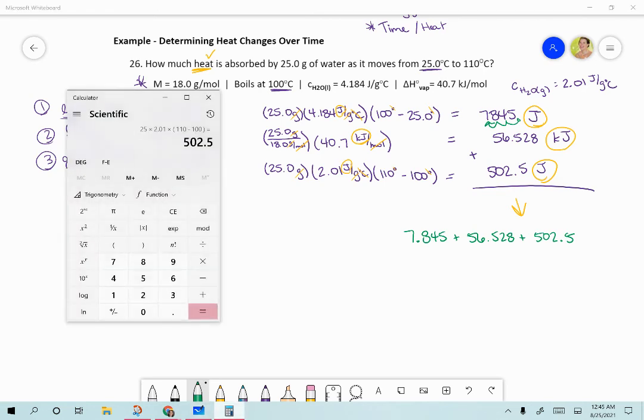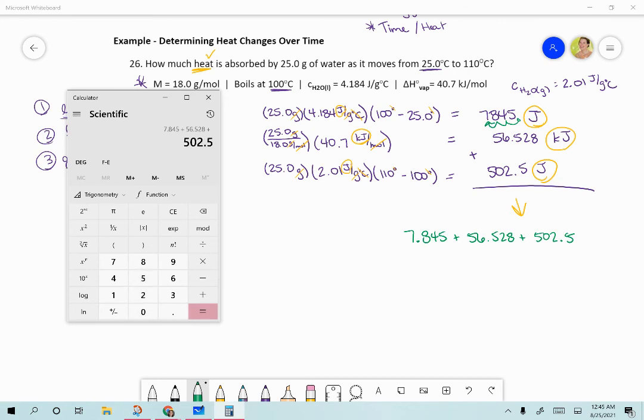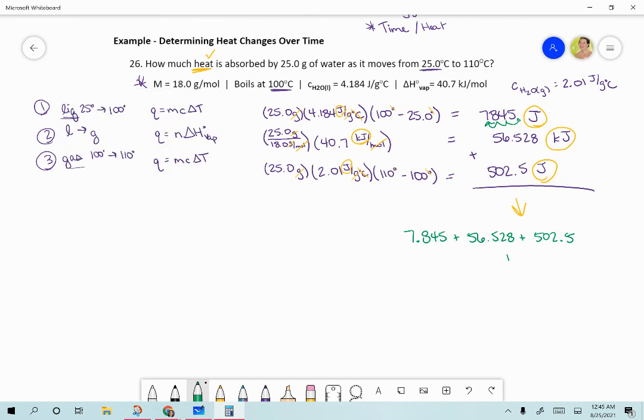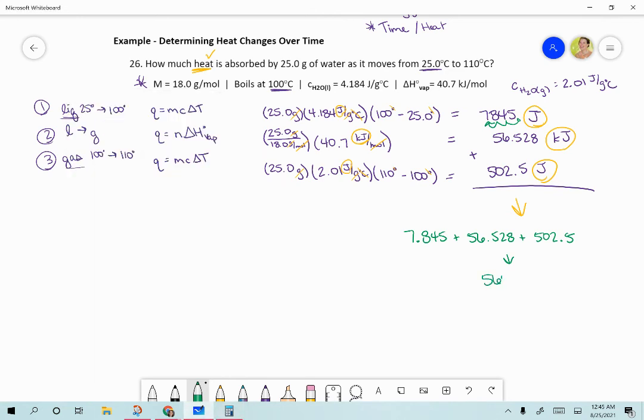And when we put that into my calculator, okay, let's double check to make sure I entered everything in correctly to save me from hitting it twice. So I'm going to get 566.873. That's what my calculator says my answer is, and those were all kilojoules, so that's my unit. Remember, everything needs a unit.